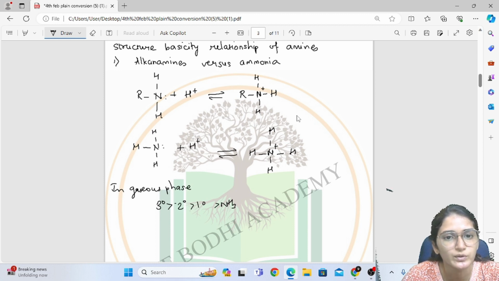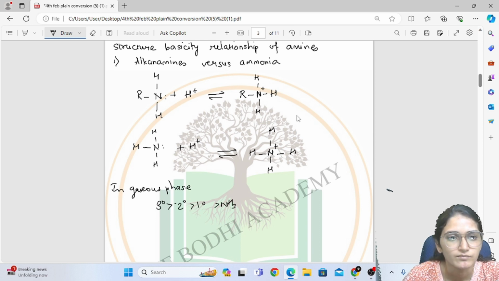We are adding a proton to it, and we get this particular structure. When you have just NH3 and we add a proton to it, we get this NH4+ structure. Now here we have to determine which will be the stronger base, the primary amine or the ammonia. It will depend on which factors are responsible for their basicity.